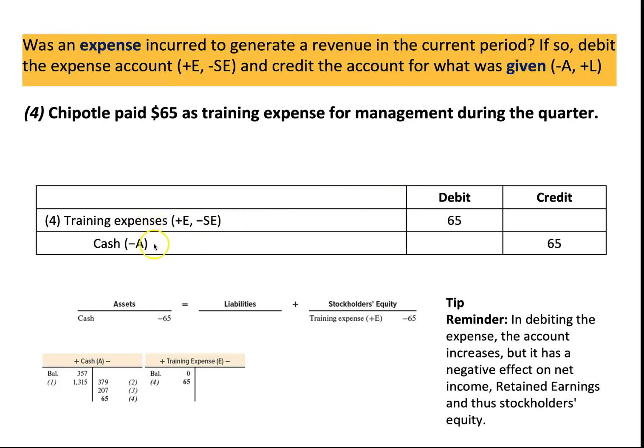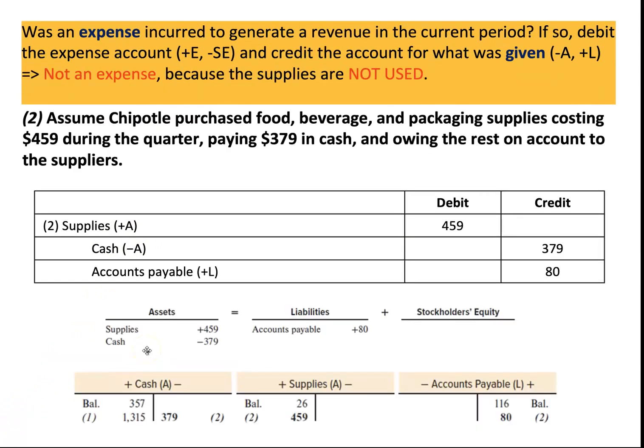And what has the company paid or given up in exchange for the expense? It's cash, because Chipotle paid cash. So when you see in an exam or in your homework that something was paid or received, you know the cash account would be involved. All right, so that's an expense recognition.